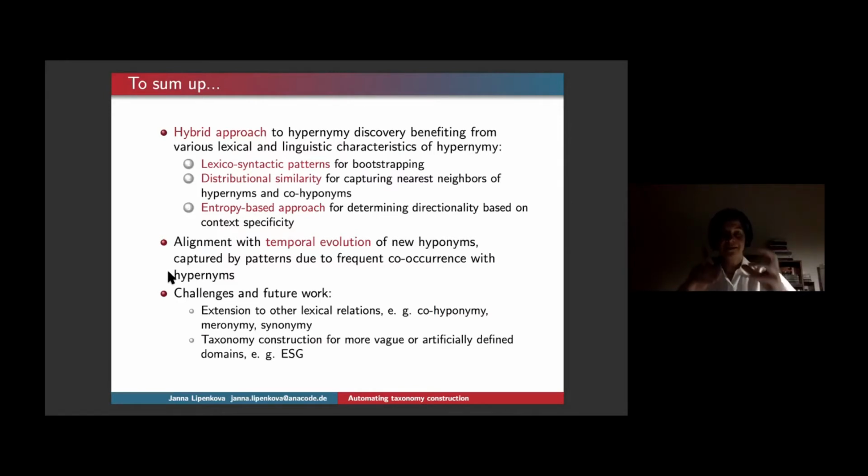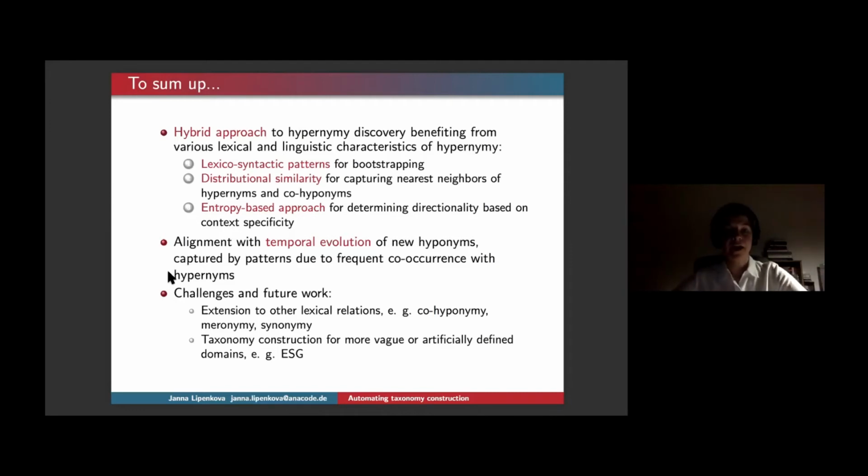A nice feature here, as said, is that it's really well aligned with the temporal evolution of new hyponyms, which can be captured by the patterns due to their frequent co-occurrence with hyperonyms at the beginning of their life cycle. So challenges and future work, beyond the challenge that I mentioned of discriminating even better between the different lexical relations: of course, we also want to follow a more inclusive approach and include other lexical relations in the construction of taxonomies, or in this case, it would also go more in the direction of ontologies. So add more lexical relations, specifically co-hyponymy, which is a complement to hyperonymy detection, but also things like meronymy, the part-of relation, synonymy, and antonymy.